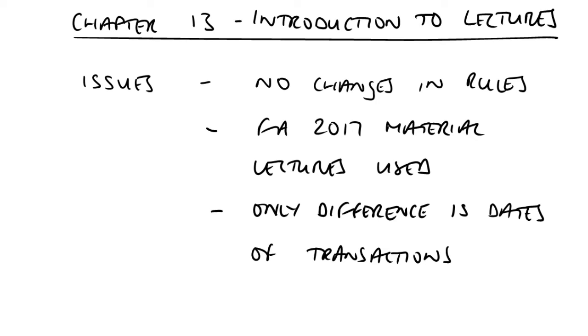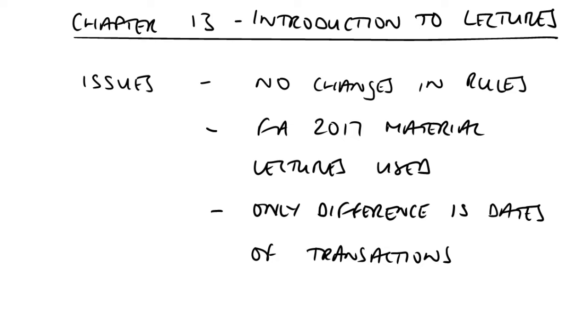Now, the techniques and the rules that apply on share identification, so far as individual disposals of shares are concerned, have not changed between FA 2017 and FA 2018. The 2018-19 tax year, of course, is the one for which the disposals will be made in your examination. There are no changes in the rules between last year and this year, and hence the lectures that you're about to see on Chapter 13 are those that were used for the 2017-18 tax year, the FA 2017 material.